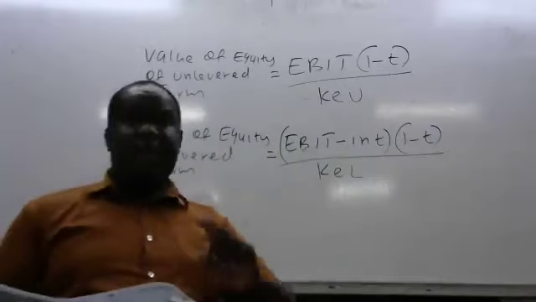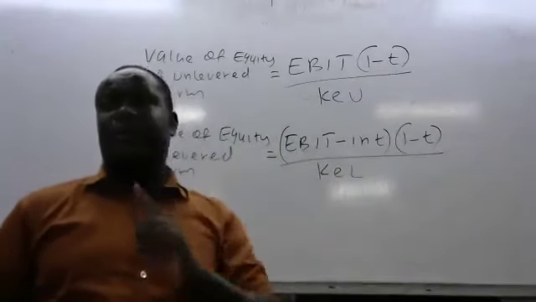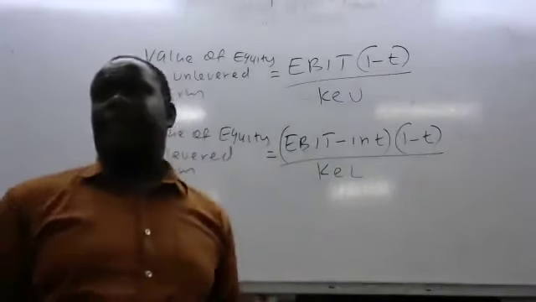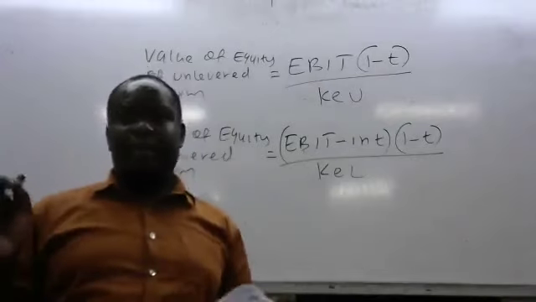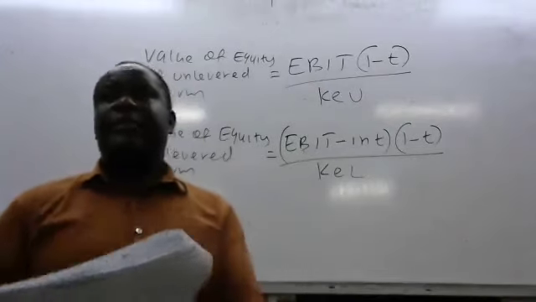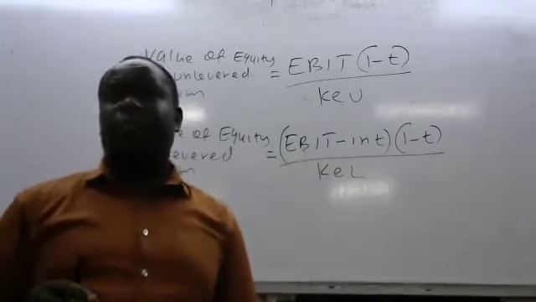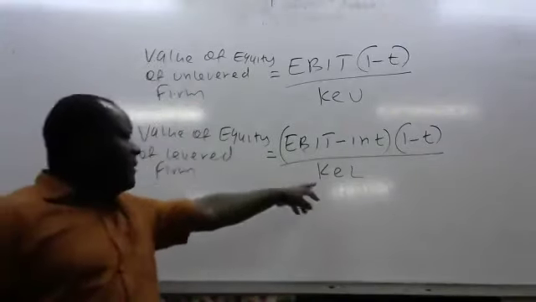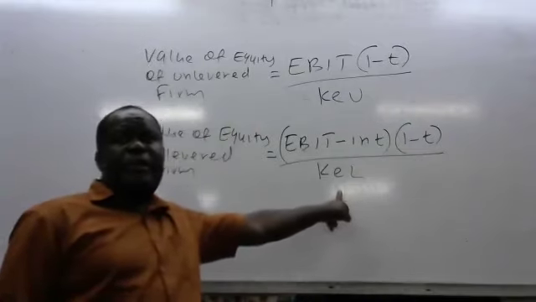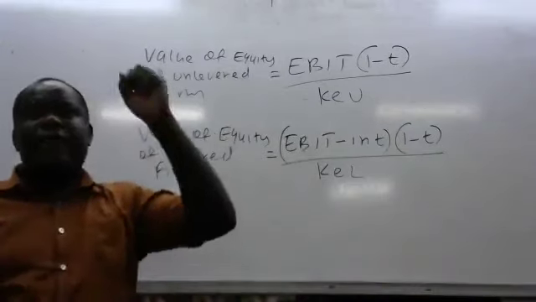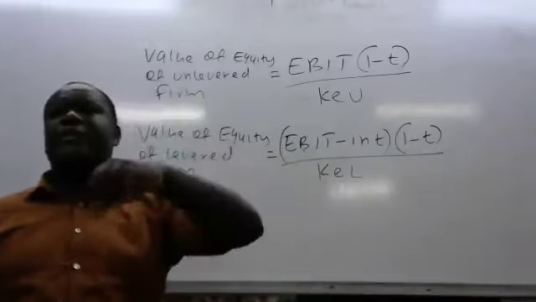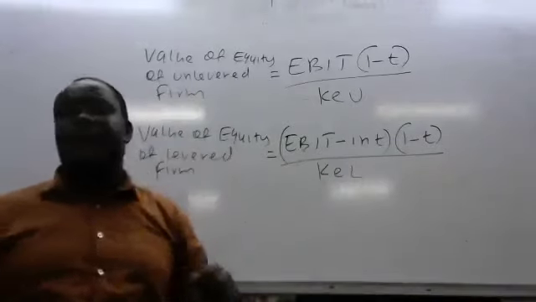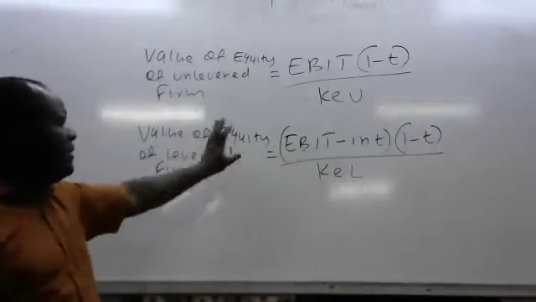So this company has equity and debt. It means it is what? Levered. It has both equity and debt. So Roman 1, they are asking me to calculate the cost of equity. We use this formula here, but we make KEL the subject. They want you to get the cost of equity, and that company is levered.